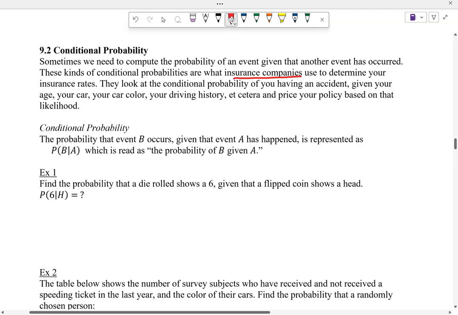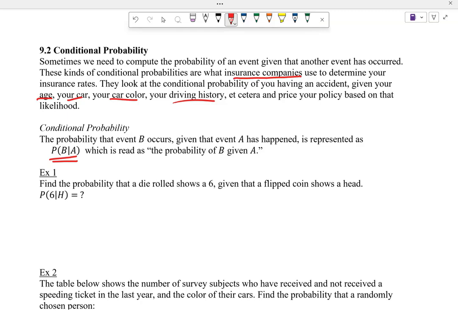They'll do the conditional probability of you having an accident given variables like your age, your car color, driving history, all this stuff, right? They'll base it on something, and then they'll say, well, this is what we're going to charge you because you're a high-risk teenager or whatever, right? So that's a conditional probability. The probability of event B given A has happened. That's probability of B given A is how that is read.